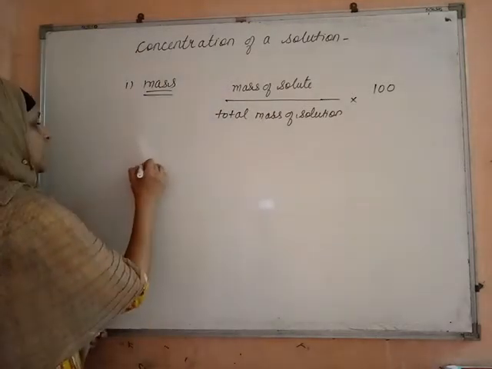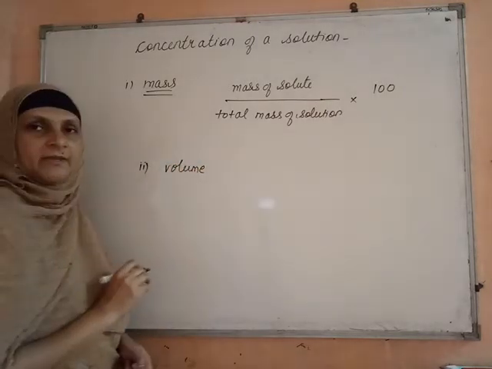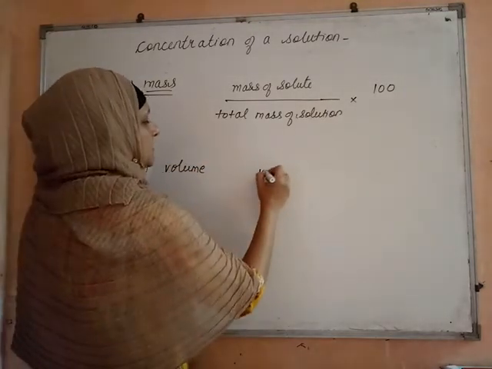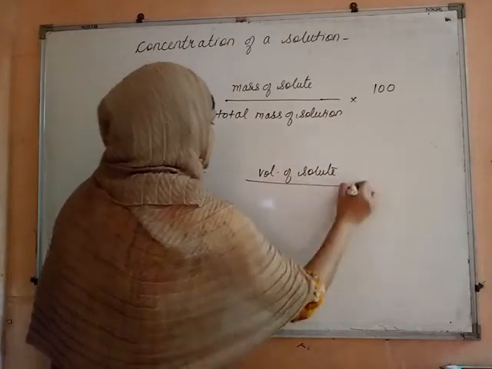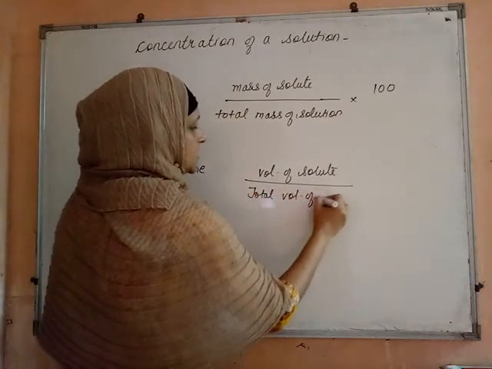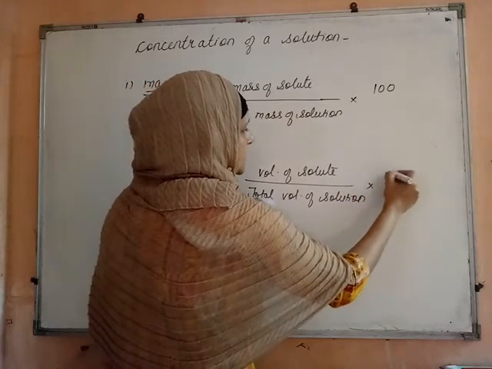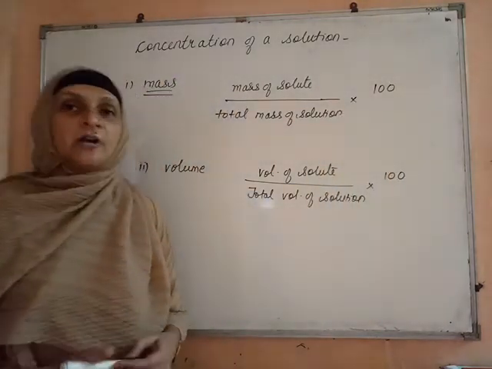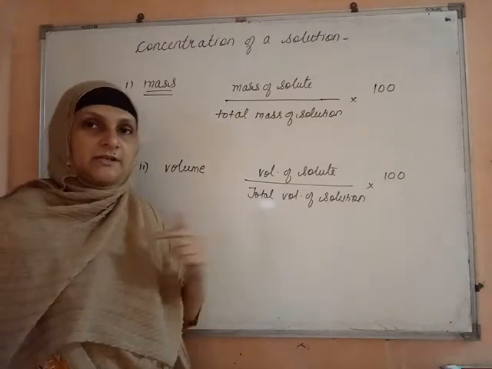You can also calculate the concentration using the volume by volume concept. So then you take volume: volume of solute divided by total volume of the whole solution, converted into percentage. So these are the 2 formulae that you will be using for finding concentration of a solution.